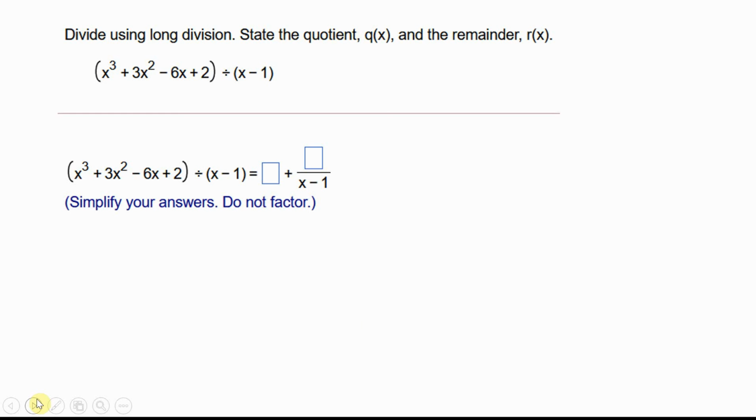So here we're dividing this x minus 1 into x to the third plus 3x squared minus 6x plus 2. They're already listed in descending order, so I don't have to reorder anything. And then there's no missing terms. If there's an x to the third, there's an x squared, there's an x, right? There's a constant. So we divide, so we say x minus 1 is divided into this x to the third plus 3x squared minus 6x plus 2. So the first thing we do is we're going to divide that x to the third by x, the first step. Right?